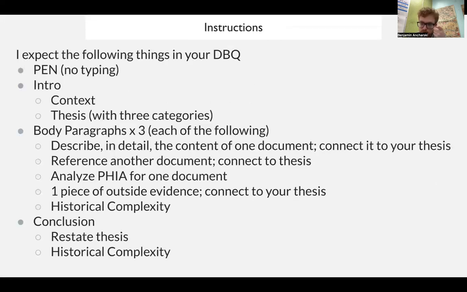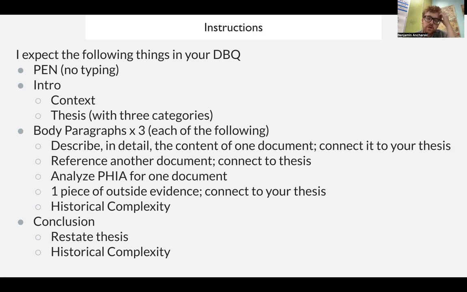All right, for your DBQ in class, you have 2 days in class to work on something that on the AP you are given 60 minutes to do. You are going to do all of these things. You're going to write in pen. I don't want anyone to type this. You're going to do an intro. The intro is worth 5 points. You establish your context, that's 2 points, and then your thesis, that's 3 points.